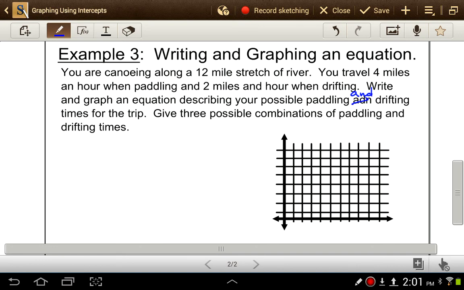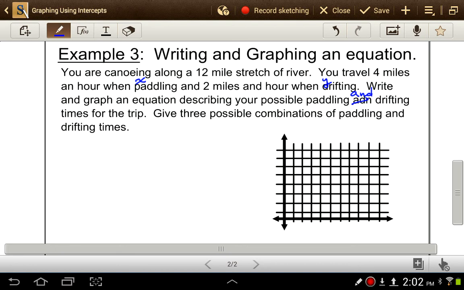Now, I'm not telling you how long you're paddling for or how long you're drifting for, so you gotta write an equation for this with an x and y. You have 2 variables, okay? I have my paddling variable, and I'm going to make that x, and I have my drifting variable, and I'm going to make that y. So when I write my equation, guys, my paddling time plus my drifting time is going to equal my total distance that I've traveled there.